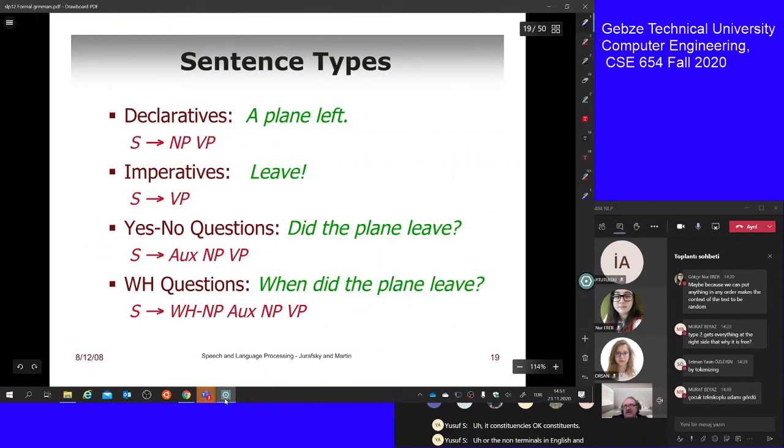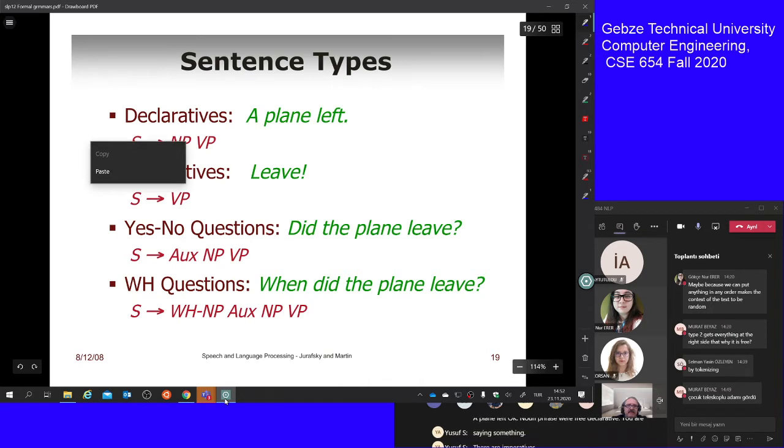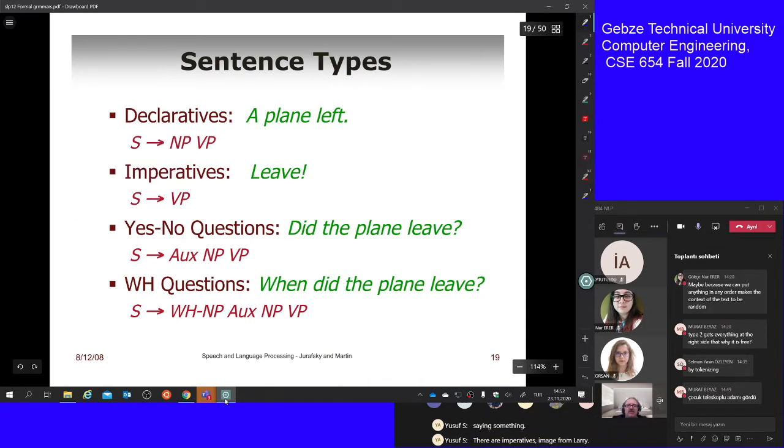And let's look at the main sentence types in English. Declarative sentences, the sentence type that we have looked at a few minutes ago. A plain one, okay. Noun phrase, verb phrase. Declarative, you are saying something. There are imperatives, emir cümleleri. Just a verb phrase. You don't have the noun phrase.